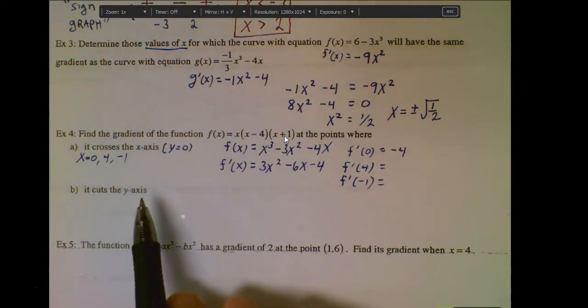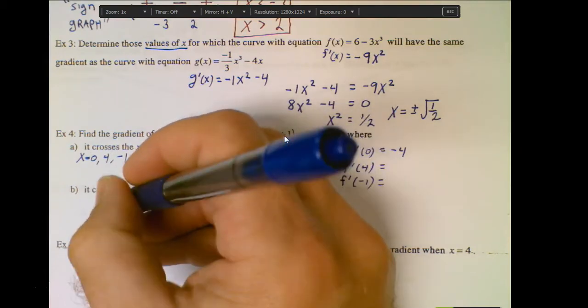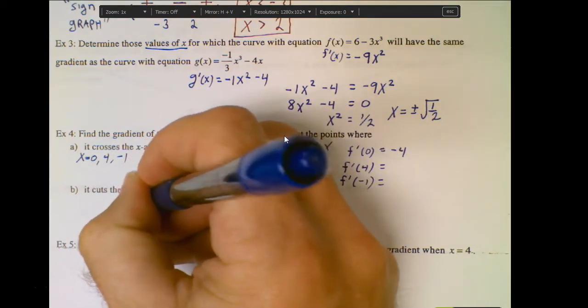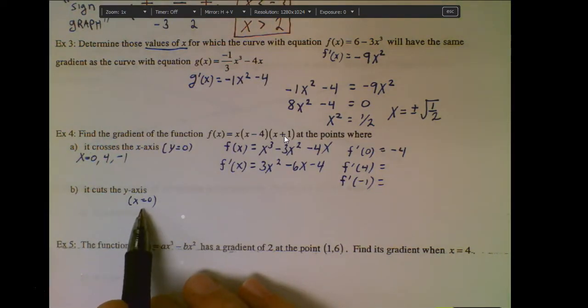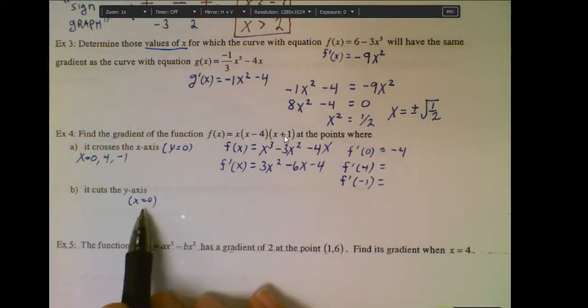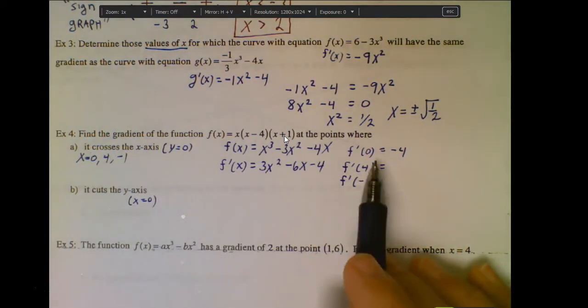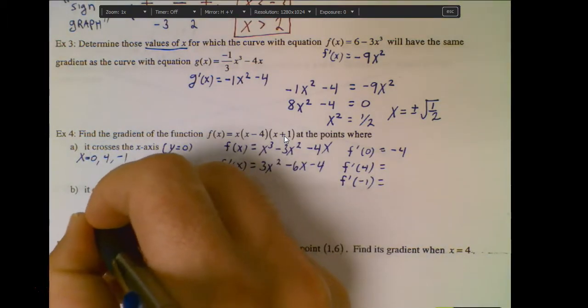Well, where it cuts the y-axis, what does that mean? Anywhere on the y-axis, we know x is 0. So all this is asking me to do is plug in a 0 into the derivative to find the gradient at this location. So we already know that if I plug a 0 into the derivative, I get a gradient of -4. So that one's kind of already done.